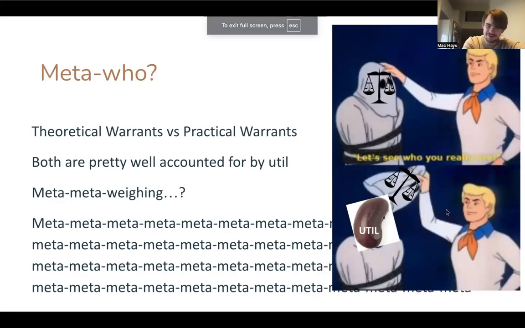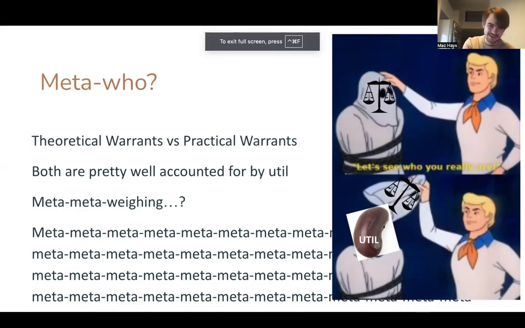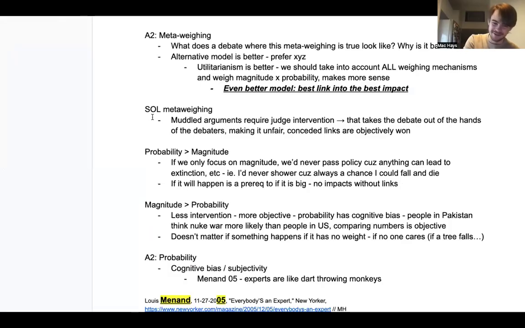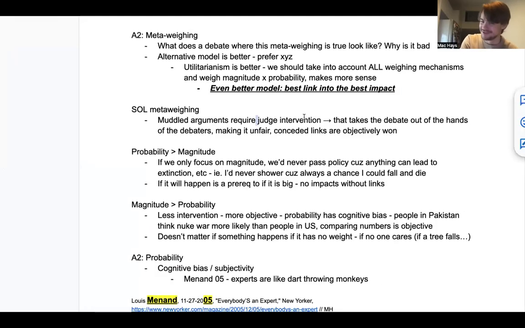Okay, so meta-weighing is really utilitarianism. The other warrants that people sometimes use for meta-weighing are theoretical ones, like maybe it's more educational to use magnitude, or it's more fair. The more common one is to use strength of link. For example, muddled arguments require judge intervention, which takes the debate out of the hands of the debaters. It makes it unfair. Conceded links are objectively won, or the role of the judge is to vote for a good debater, and a good debater is a debater who doesn't concede arguments. And so if they conceded an argument, then you should vote for it. And this is more important.